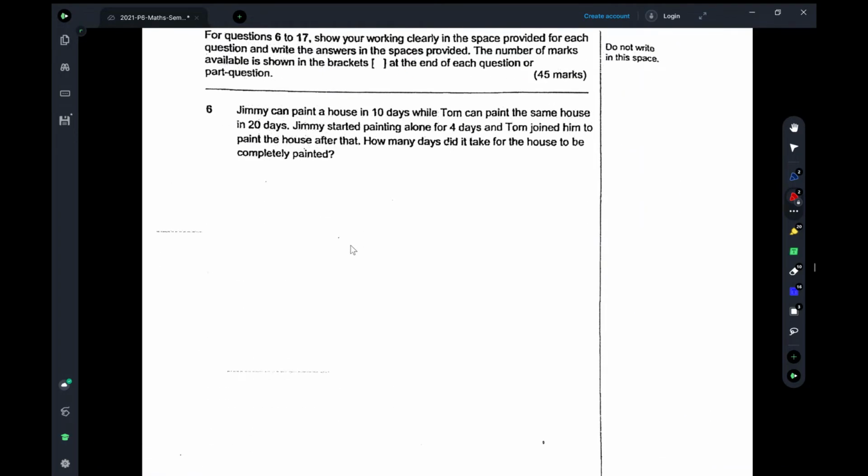So it's about painting of a house. This is under the topic of rate. So when you see this kind of question, we must quickly identify the topic and skill. Jimmy can paint a house in 10 days, while Tom can paint the same house in 20 days.